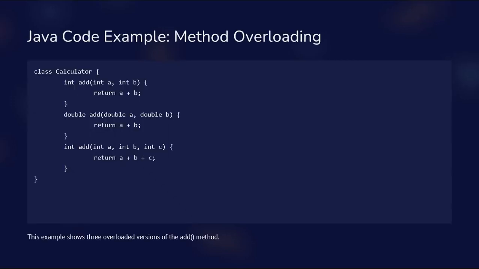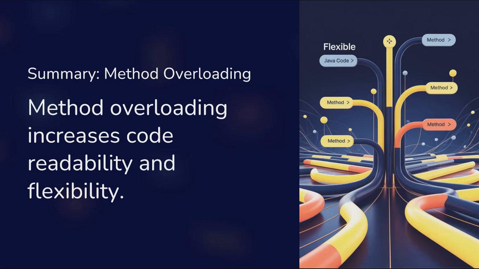Right? So here is one example. We have one Calculator class, an int add method with 2 parameters, a double add again with 2 parameters, and again an int add with 3 parameters. So all the method names are add, but they all have different parameters. This example shows 3 overloaded versions of the add method. So summary, method overloading increases code reliability and flexibility.